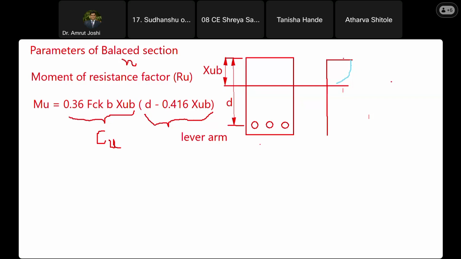Are you with me, Shreya? Okay. And what is the value here? So at the extreme compression fiber at failure, we have the value of stress equal to 0.446 fck. This all we have already discussed. So let me write down that value. So here the value of stress is 0.446 fck. Are you with me? Yes, sir.